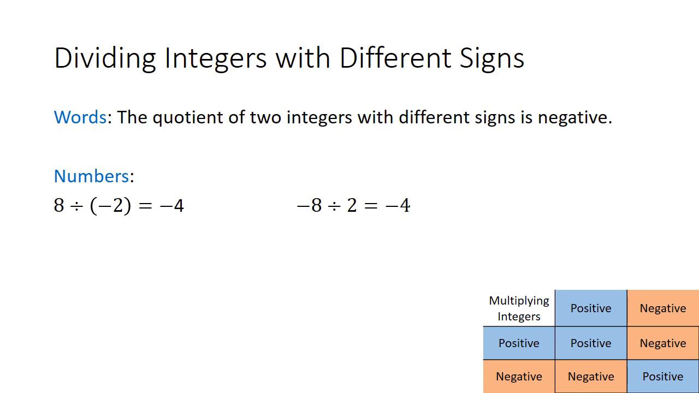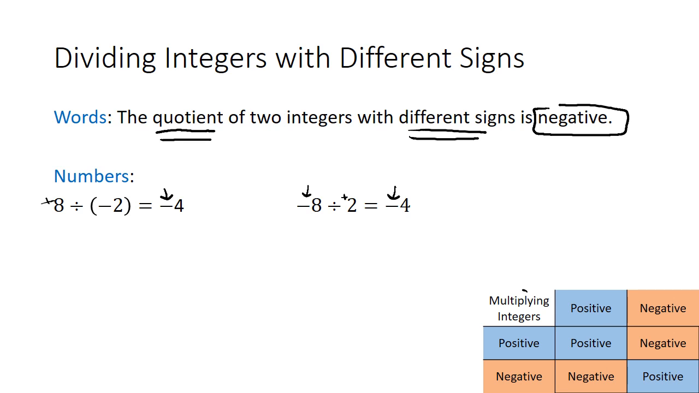Similarly, when we're dividing integers with different signs, we can say that the quotient, or the answer to that division problem, is going to be negative. Now, as we look at this, positive 8 divided by negative 2 is going to give us a negative answer, a negative 4. And a negative divided by a positive is going to give us a negative answer. So negative 8 divided by positive 2 is going to give us a negative 4.